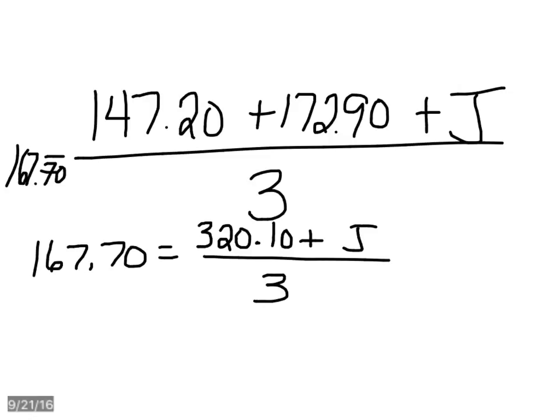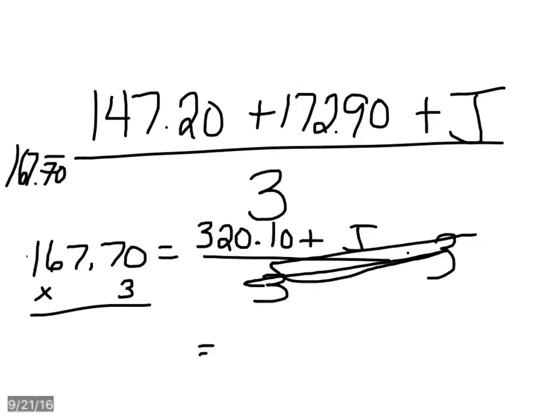Now, this is something that if you've ever had algebra just a little bit, we're going to undo to find the J, or find the month of June. How do you get rid of a divide by 3? You times it by 3. And what you do to one side, you got to do to the other. So we need to times this side by 3. When we times the right side by 3, those 3's cancel each other out, leaving you 320.10 plus some June amount equals, what's 167.70 times 3?